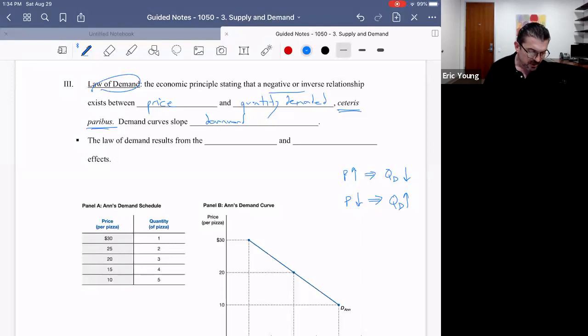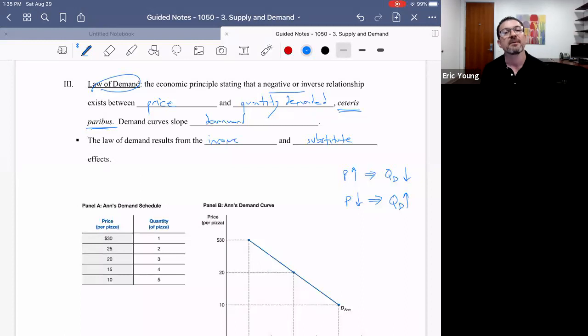The law of demand, just as an FYI, there's a lot of reasons for it. There's some common sense ones, but it really stems from two basic ideas in economics. The law of demand results from the income effect and the substitution effect. The income effect says that as prices rise, you basically have relatively less income. If all prices go up, then your income, assuming it's fixed, is now worth less. So if prices rise and your buying power is worth less, you're going to buy less. So prices go up, QD goes down.